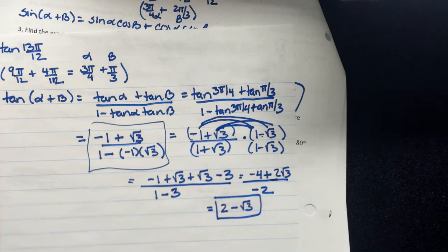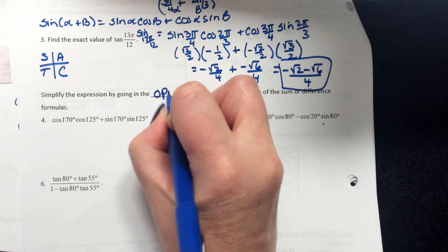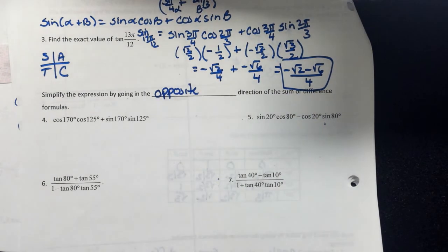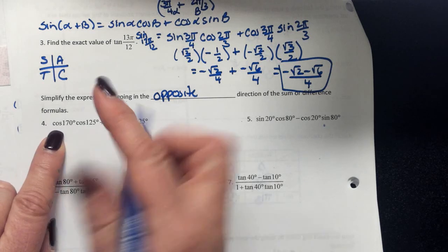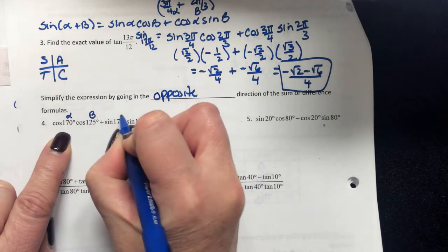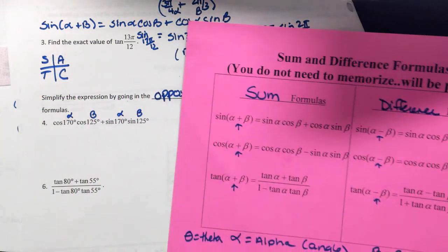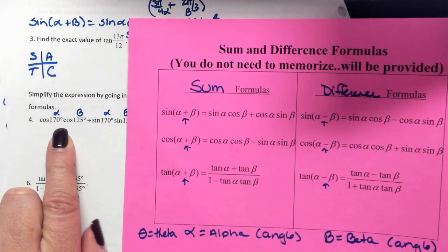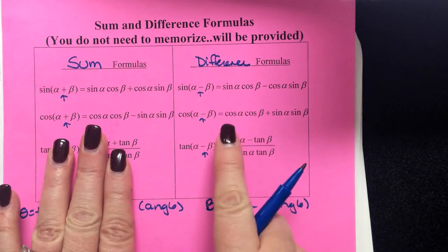All right. So sometimes, ladies and gentlemen, you can simplify an expression by going in the opposite direction of the sum and difference formulas. So this is basically now going in reverse. Now we want to identify, is this coming from a sum or difference? Look at this formula as being cosine alpha, cosine beta, sine alpha, sine beta. Looking on your pink sheet, which one has a cosine alpha, cosine beta, plus sine alpha, sine beta? Is that coming from a cosine sum or a cosine difference formula?